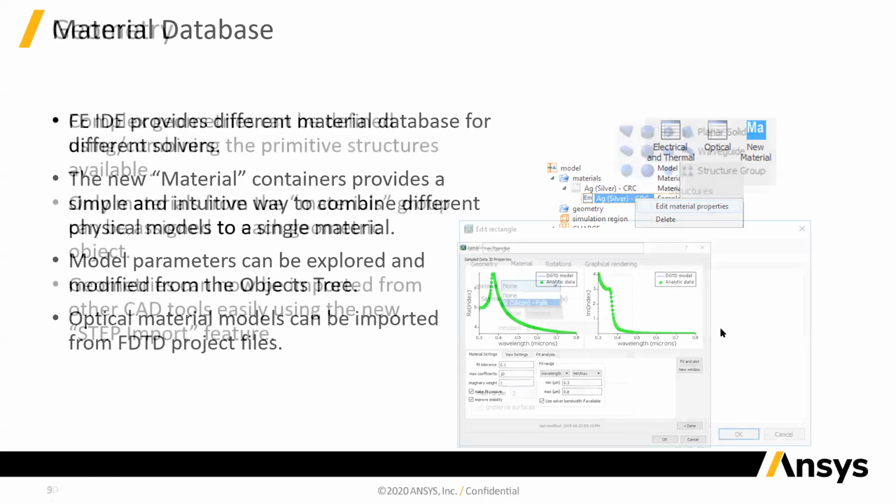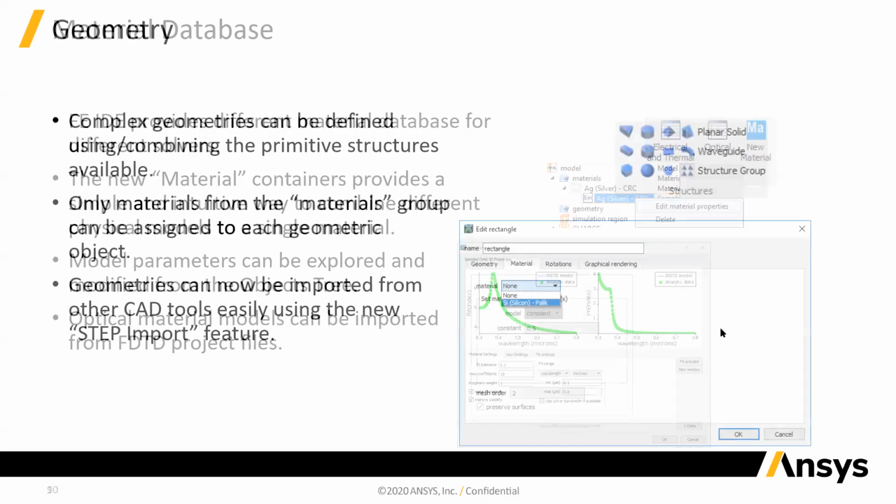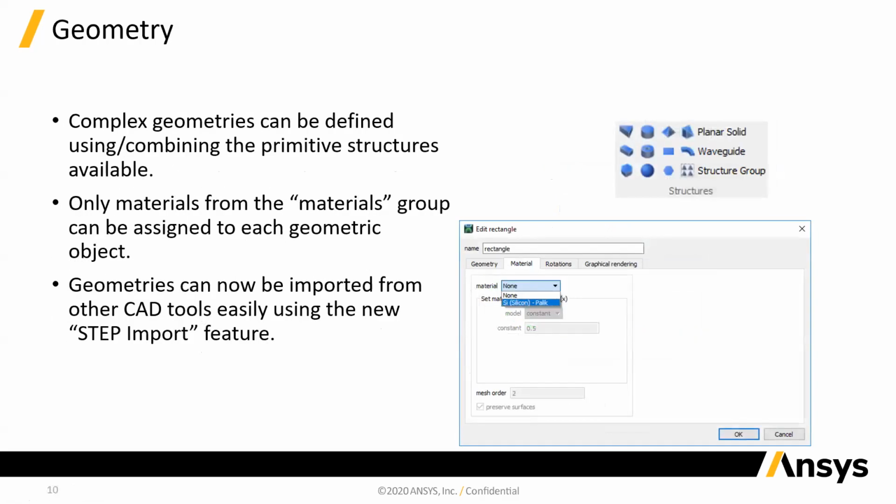In terms of geometry, in this case, it's very similar to what we saw in FDTD and mode. So you have different primitives available to you, and you can combine them to create complex structures. And then for each of the geometries, you can define different materials. In this list, you will only see the materials that you have already added in your objects tree, and then they become available here, and you can assign them to different domains of your simulation region.